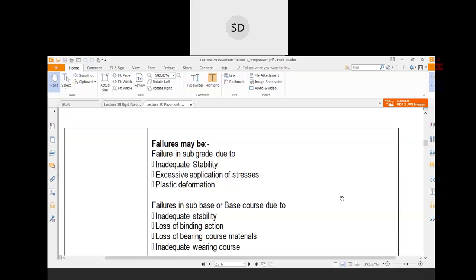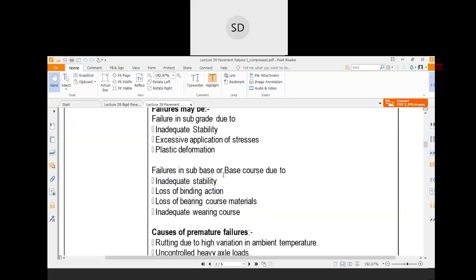Therefore, the weight of loaded vehicles is generally checked by different stakeholders to know whether they are overloading or not. If they are overloading, the stress induced by the vehicles could be very high, which would cause pavement deformation. There are two types of deformations: elastic and plastic. In elastic deformation, the deformation is recovered when you reduce or remove the load. But plastic deformation is permanent, and you cannot revert back to the original position.